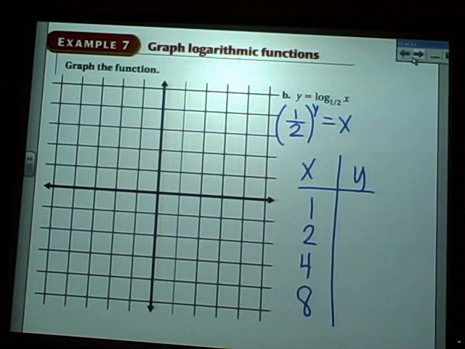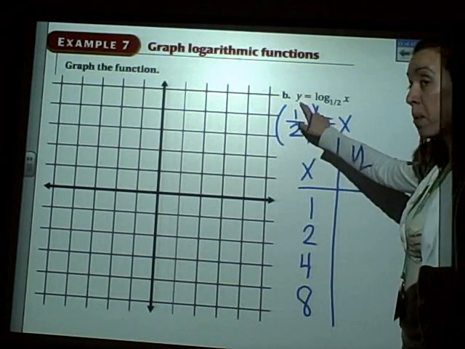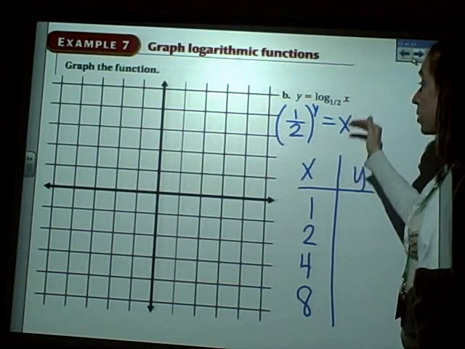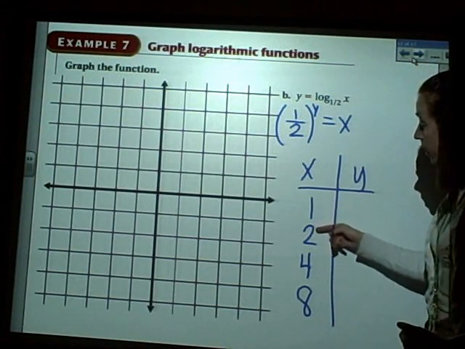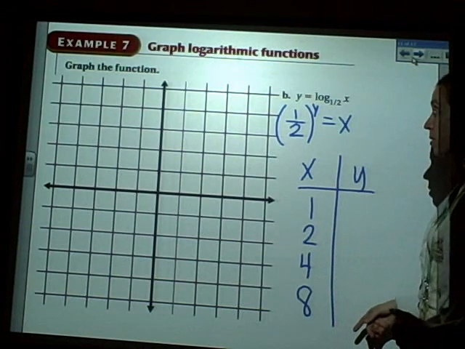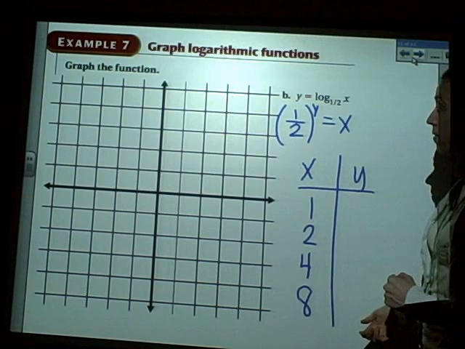Let's have you guys try this one. Look at your function very carefully. We want to graph y equals log of base 1/2 of x. We rewrote it as 1/2 to the y power equals x using our definition. We want to pick values of x that make sense for this function. We have 1/2, so we want to pick x values that are a factor of that.